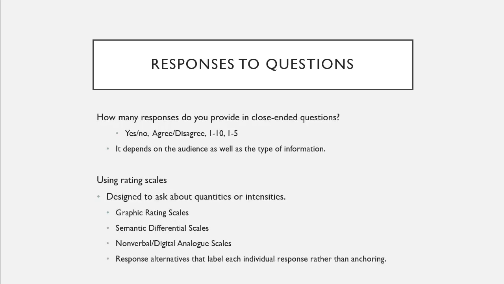Another consideration of how people respond to questions is how many responses do we provide in the closed-ended question. Some questions can be yes or no or true or false, and in those cases, obviously, it's yes or no or true or false. For example, do you play a sport? Yes, no. They just have those 2 choices, not a big deal. You could also have agree versus disagree. So you have, do you agree with the following statement, do you disagree with the following statement? And they select disagree or agree.